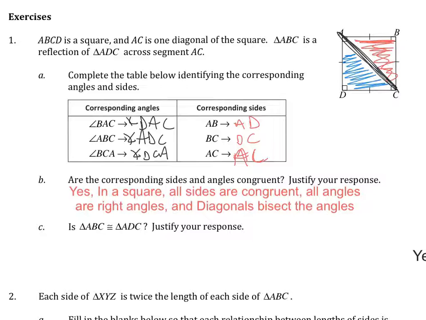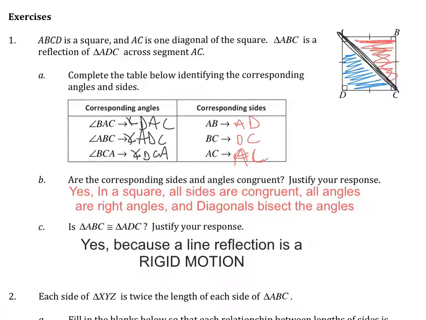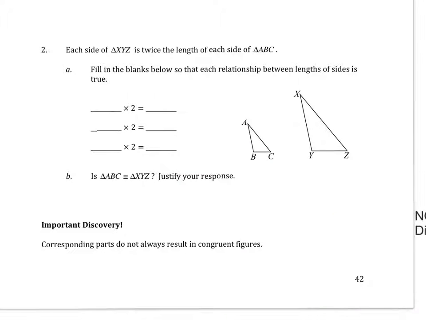Are the triangles congruent? And you could think to yourself, well, is it a rigid motion? And yes, a line reflection is a rigid motion. So please make sure that's copied down. And then when you're ready, we'll go to the next page. Actually, it's the bottom of that page, but we're on number 2 now.